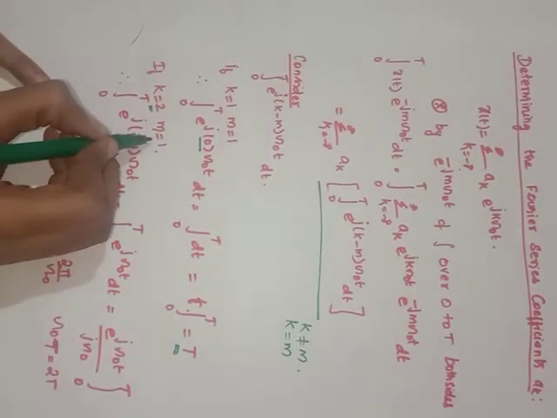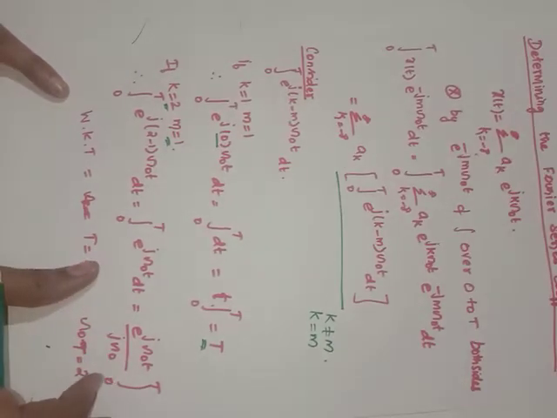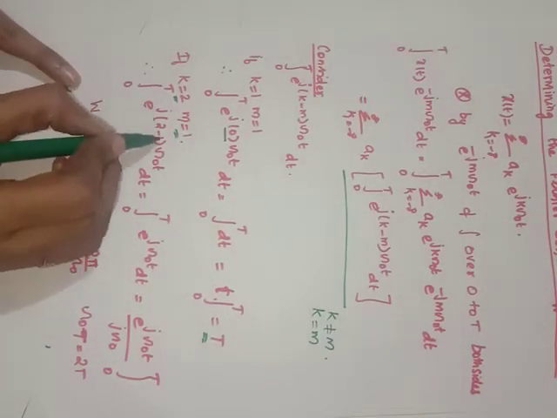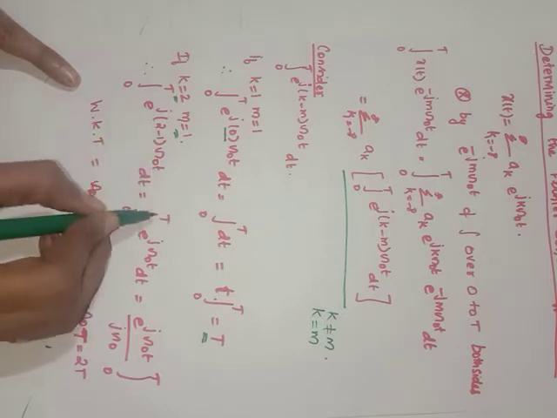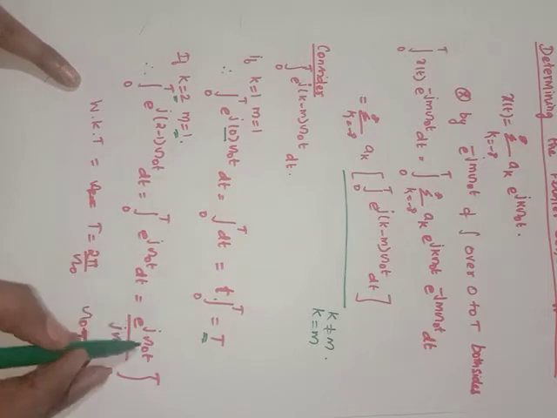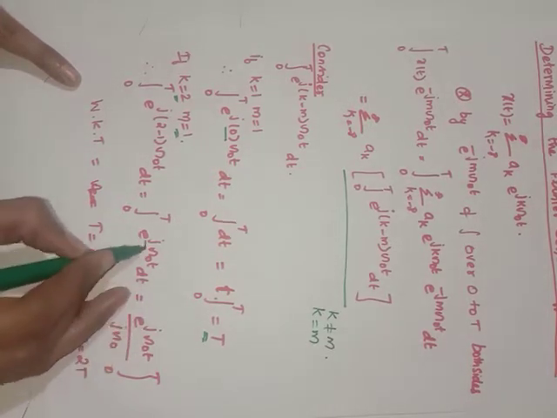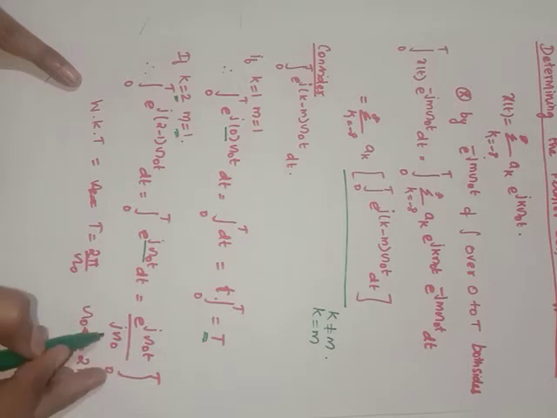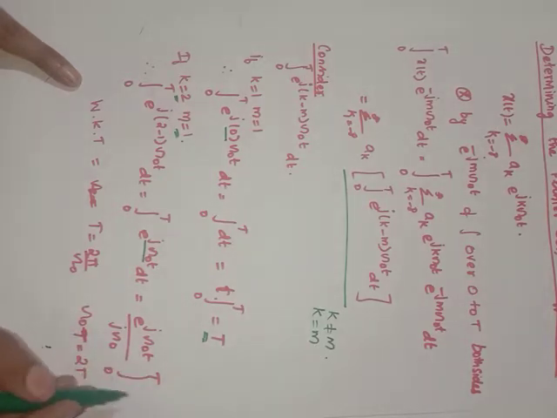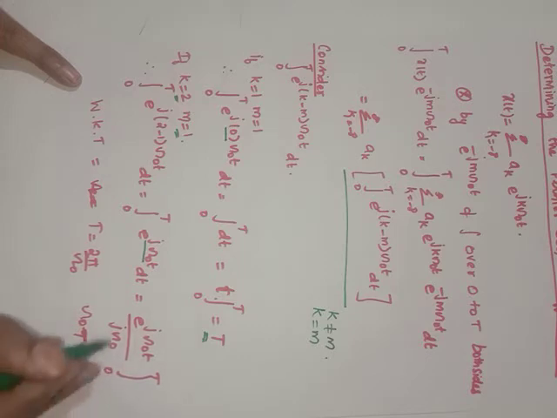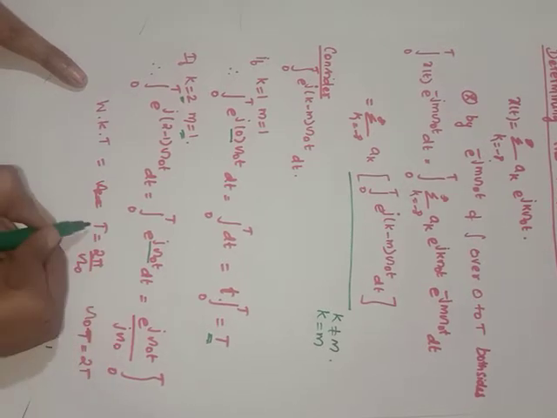Now consider the not equal case. You can take any values; here I have taken k equal to 2 and m equal to 1. So I get e power j (2 minus 1) omega naught t dt, that is integral 0 to T e power j omega naught t dt. When I integrate with respect to t, I get this coefficient in the denominator: e power j omega naught t divided by j omega naught, integral 0 to T. Next I need to substitute the upper and lower limits.